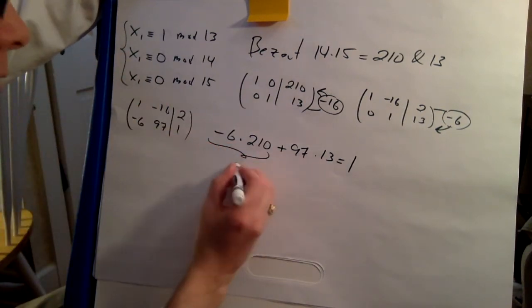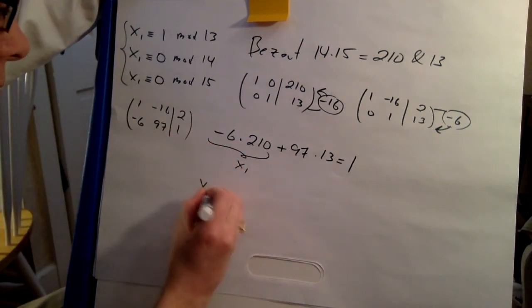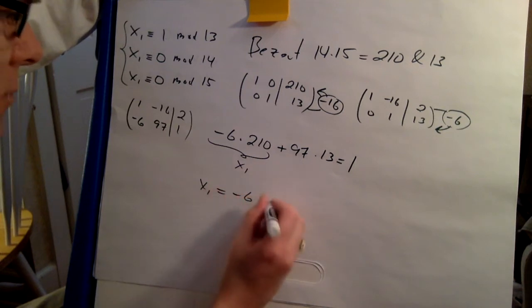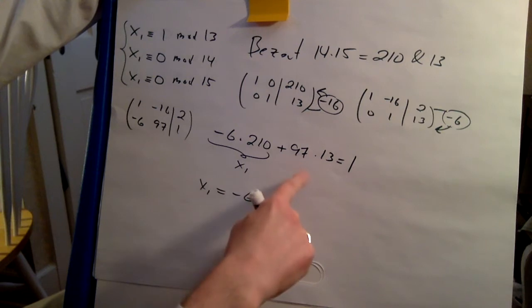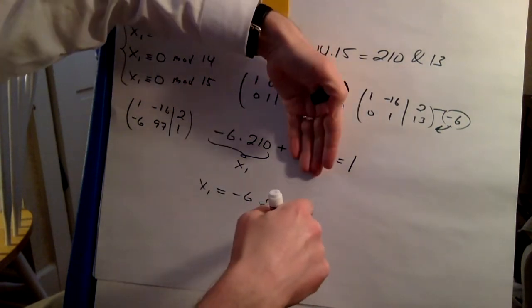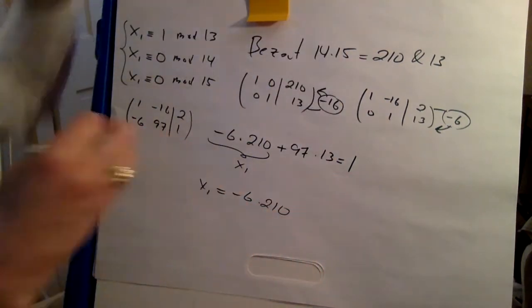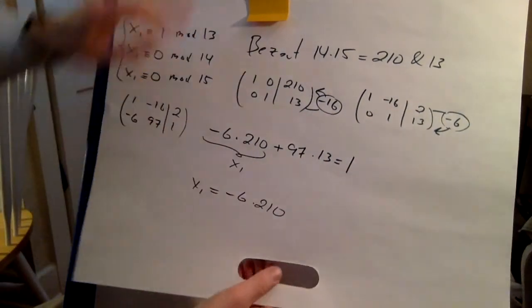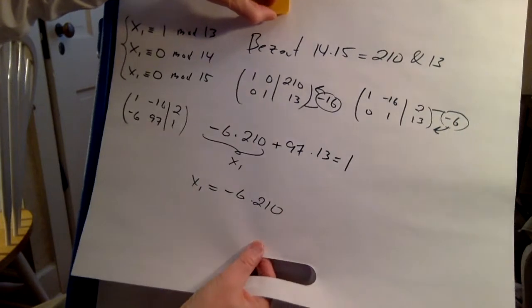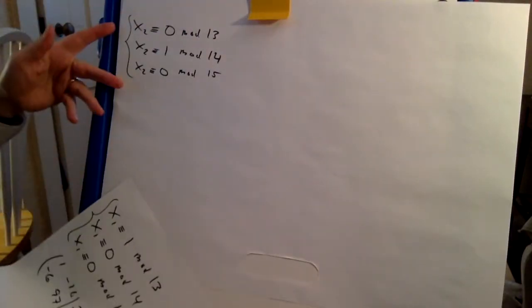So we pick this one to be x1. x1 is equal to minus 6 times 210. And by this relation you see that x1 is congruent to 1 mod 13. So there's our x1. Next we have to find x2, which means we had to solve this system.